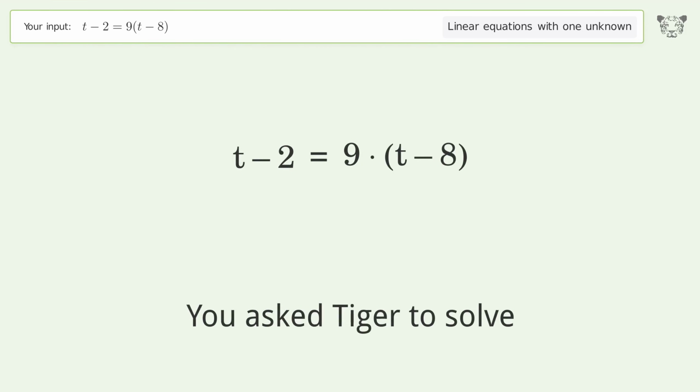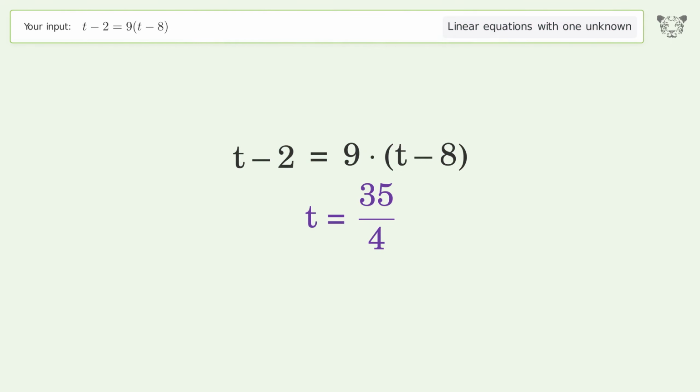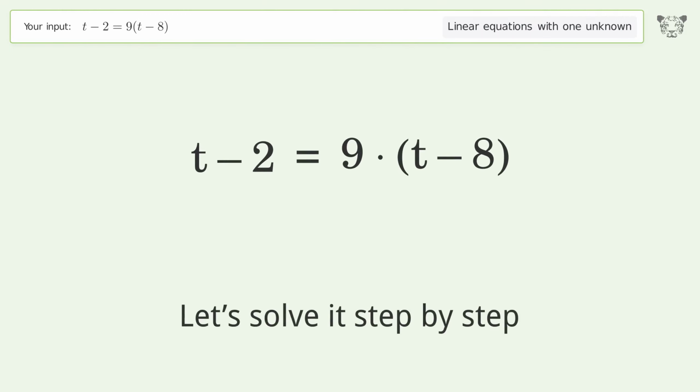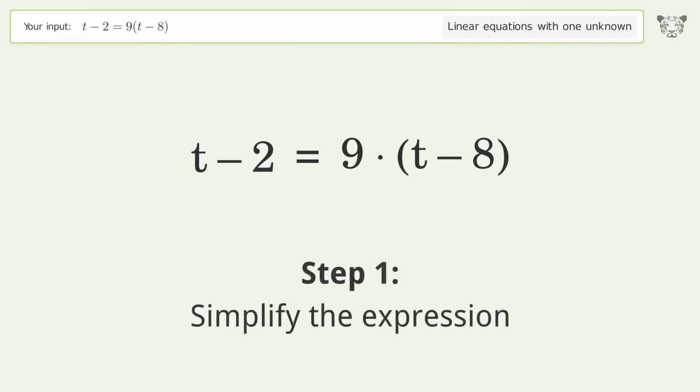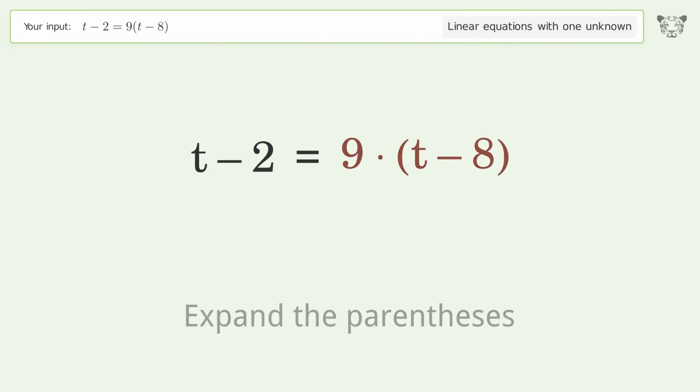You ask Tiger to solve. This deals with linear equations with one unknown. The final result is t equals 35/4. Let's solve it step by step. Simplify the expression. Expand the parentheses.